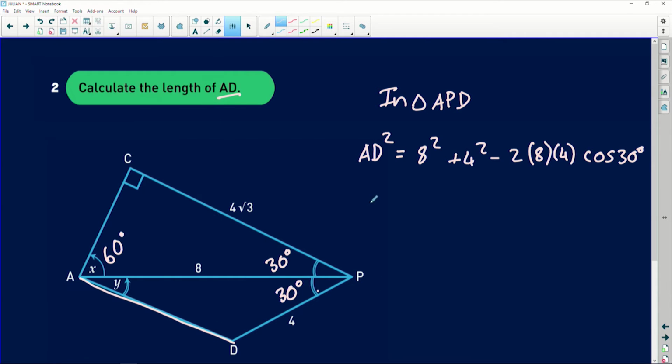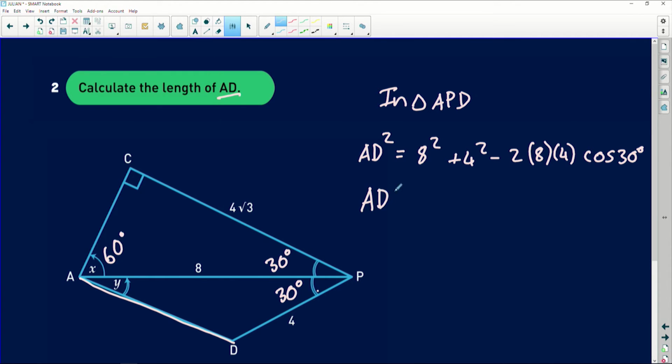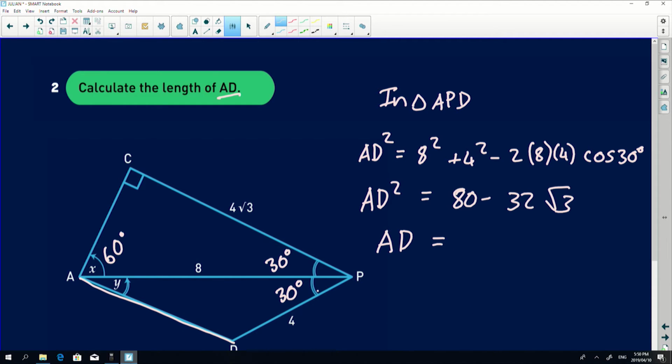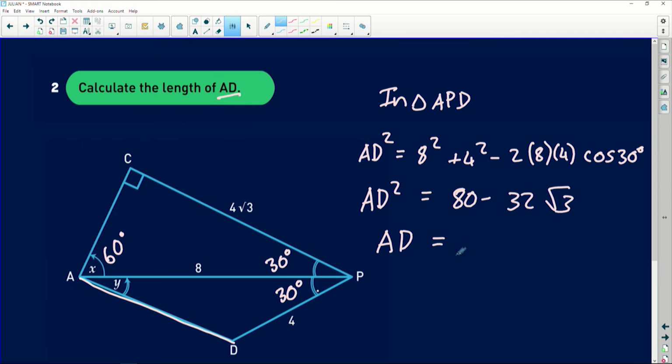That gets me a value of, let's get that again, 80 minus 32 root 3. So guys, AD squared is going to be 80 minus 32 root 3. But remember, once again, we are looking for AD. So that means if we just square root this answer, we're going to get the value for AD to be 4,9, and rounded to 2 decimal places is going to be 4,96. So therefore AD is equal to 4,96. Let's have a look at the last part of this question.